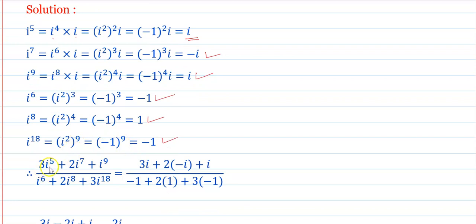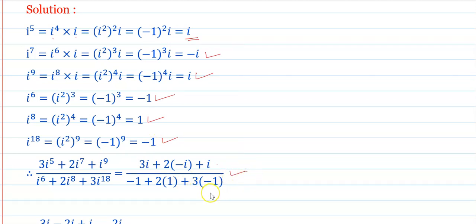First 3i raised to 5. i raised to 5, what did we get? We got i. Therefore you will get 3i. 2i raised to 7. But what is i raised to 7? Minus i. Therefore you will get 2 in bracket minus i. i raised to 9 means what? i. Here is i. i raised to 6, what is the value? The minus 1. Next 2i raised to 8 means what? 2 into 1. Next is 3i raised to 18. i raised to 18, what? The minus 1. That is 3 into minus 1.